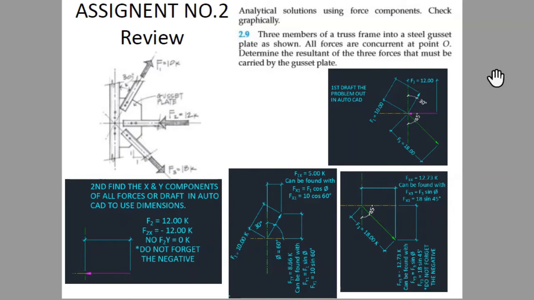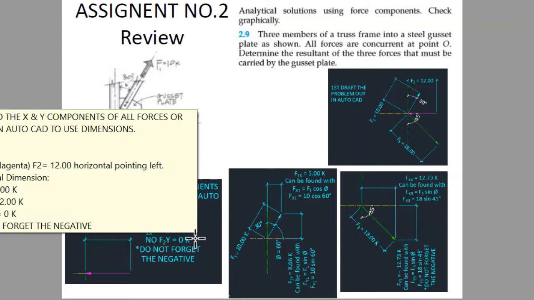To begin, we must first draft the problem in AutoCAD. This is to get the direction of our forces and to also get any magnitudes that we are given. Second, we need to find the x components of all the forces, or draft them in AutoCAD to quickly find their value. Looking at F2, our force of 12K, which points to the left, is a negative 12K force. And you can see there's no translation in the y direction, so our F2y will be 0.